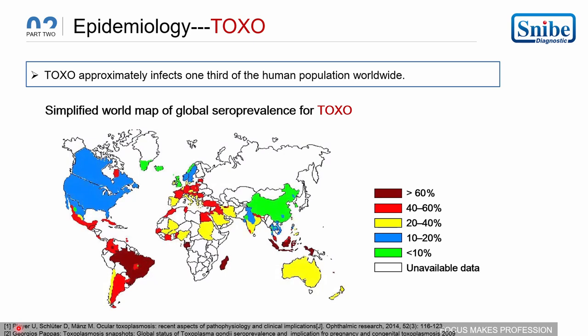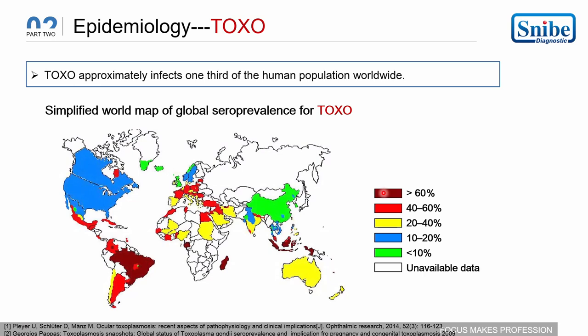So if we talk about the epidemiological distribution of toxo, Toxoplasma IgG and IgM, toxo approximately infects around one third of the human population worldwide. If you see the global epidemiological seroconversion prevalence of toxo on the basis of the color coding, you can see that the maroon color means greater than 60% of the population is infected with the toxo infection.